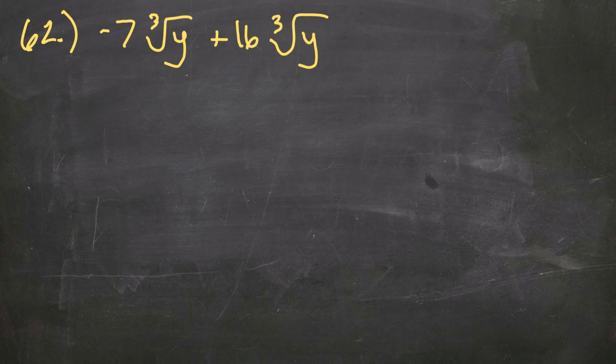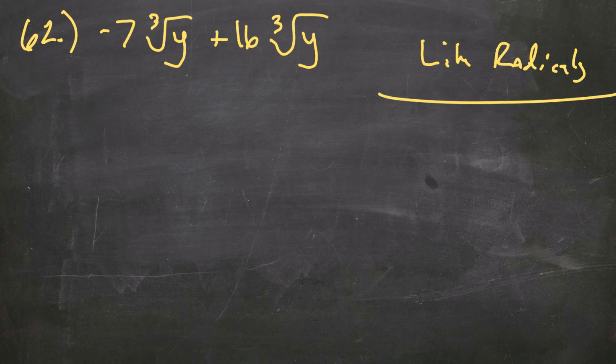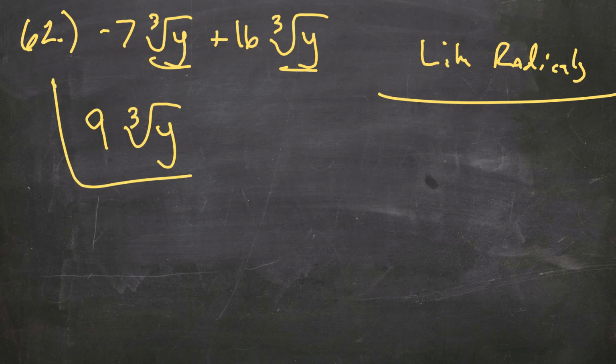All right, 62. We have negative 7 cube roots of y plus 16 cube roots of y. Remember, like radicals, same radical, same index, same stuff on the inside. They have to be exactly the same. So I get minus 7 plus 16 is 9. That's 9 cube roots of y. And that's it.